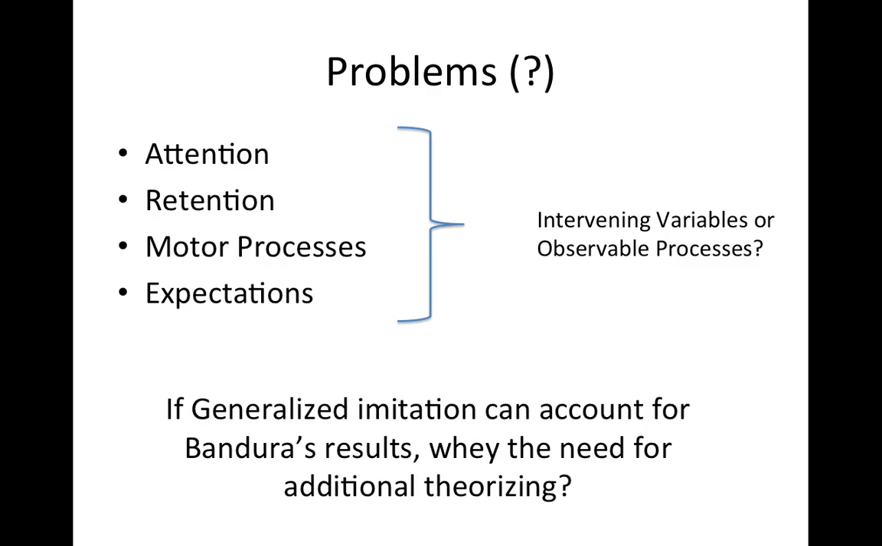So in my view, generalized imitation can account for this. Generalized operant behavior can account for imitation. And I don't think we need additional theorizing. I don't think we have to add these other things and come up with a special form of learning.